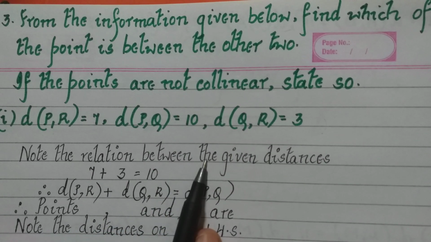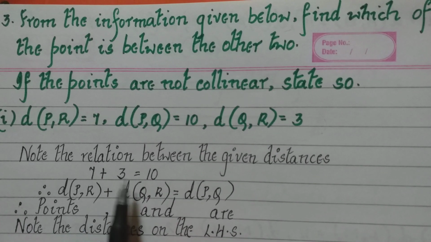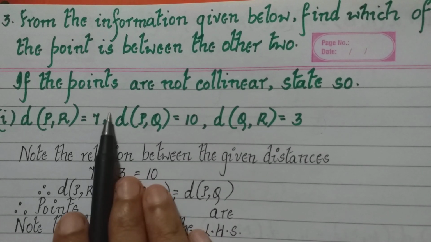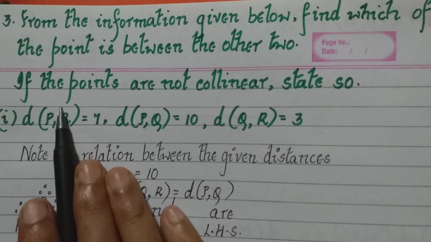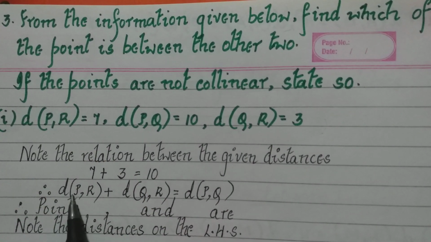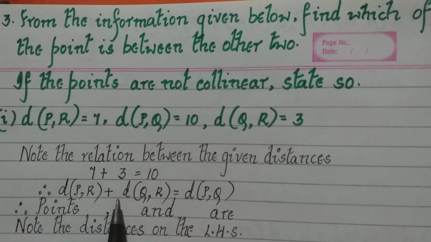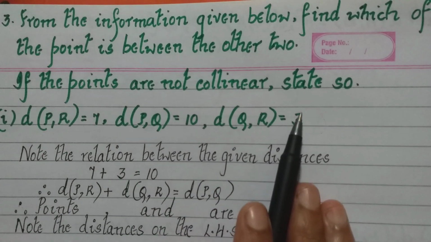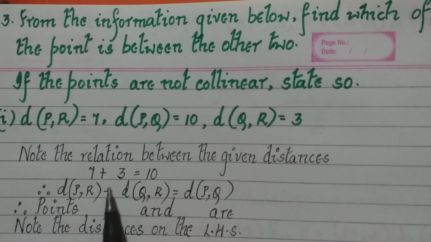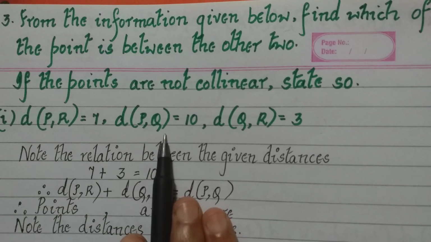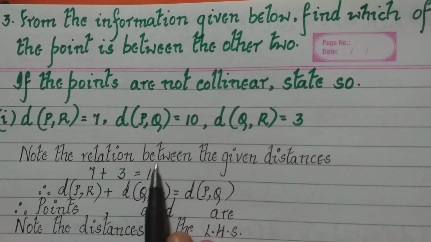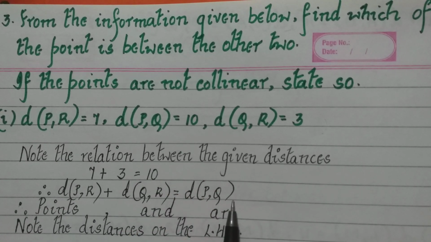Now note the relation between the given distances. We know that 7 plus 3 is 10. Now what is 7 actually? It is the distance between the points P and R. So in place of 7, I can write the distance between the points P and R, plus. What is 3 actually? The distance between the points Q and R. So I write that. Then I write equal to. Then we have 10. What is 10? It is the distance between the points P and Q.